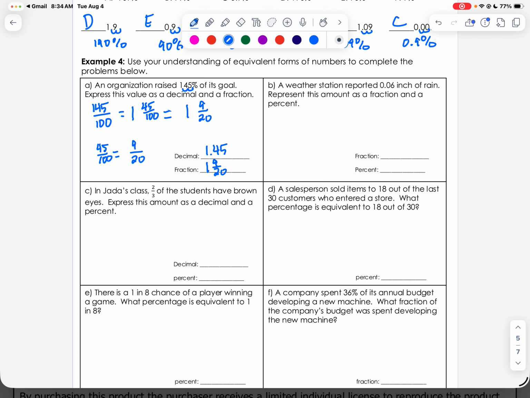All right, B. A weather station reported 0.06 inches of rain. Represent this amount as a fraction and a percent. So let me start with percent first, because I just need to move 2 places to the right. So that would give me 6%. As a fraction, I would write it with a denominator of 100 and then reduce. So those will both divide by 2. So that would give me 3/50.